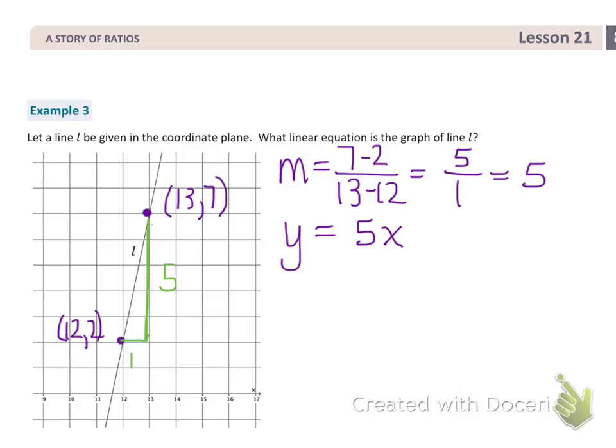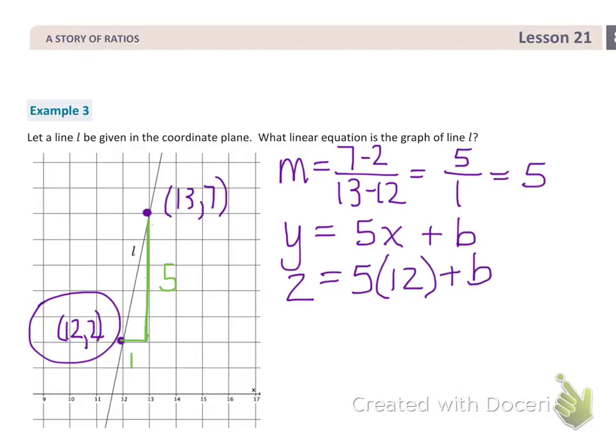So I know that the equation of this line can be written in the format of the slope-intercept form. The only problem is I don't know the y-intercept. So we don't know b, so we're solving for it. We're going to solve for it by using one of the points. I'm going to use the point with the smaller numbers because that usually works out better for me. So we're going to use this point right here, 12, 2. So the y-coordinate is 2. The x-coordinate is 12.